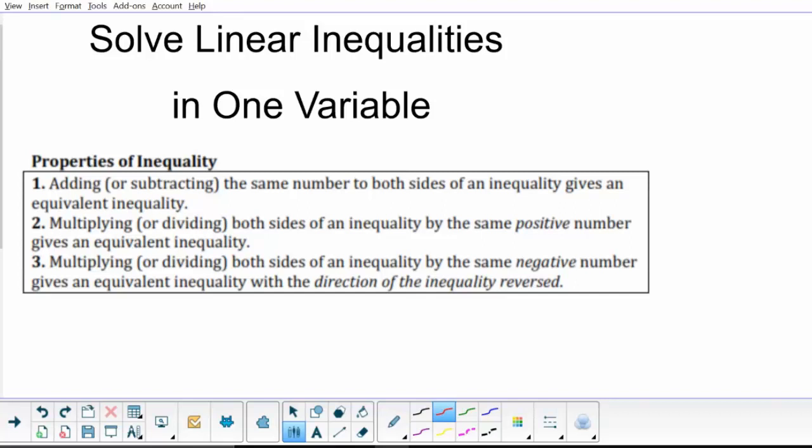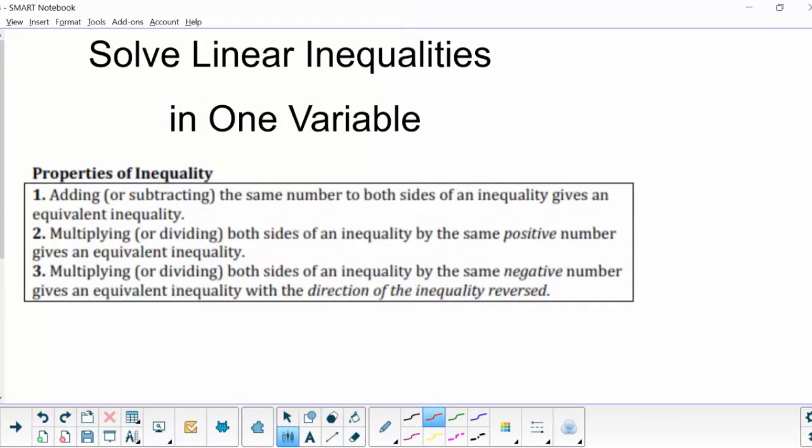All right, welcome back. So today we are going to be talking about solving linear inequalities. We have to remember that when we're solving inequalities, it's basically just like solving an equation with a few extra rules that we need to follow. The properties are, we can add to both sides, and that keeps it an equivalent inequality. Whatever we do to one side, we have to do to the other, the basic idea here.